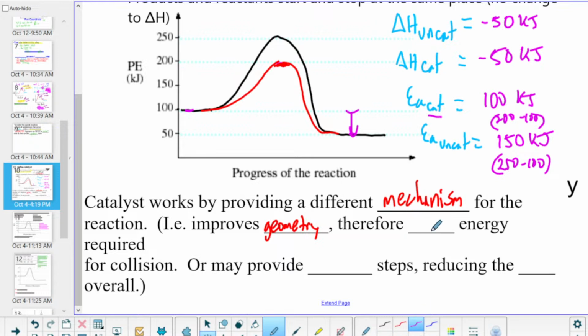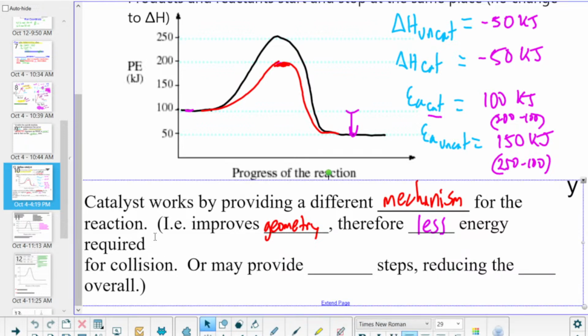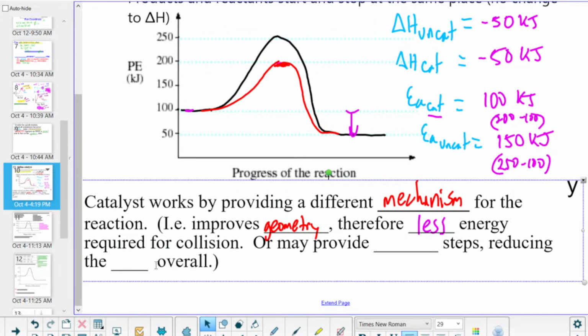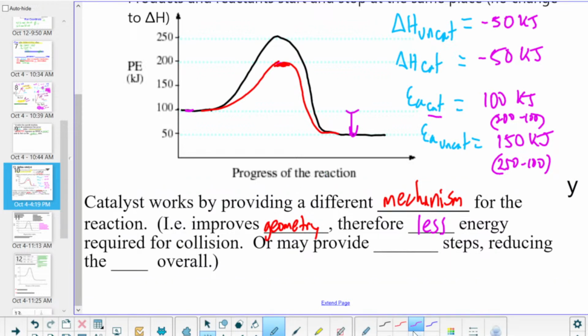Anyway, I'm going to move on. As you already said, if you improve the geometry, you have less energy required for a collision. This seems badly formatted, so if you could fix it on your sheet as well. I'll just move the letters. Now, you may get it to work by improving the geometry.